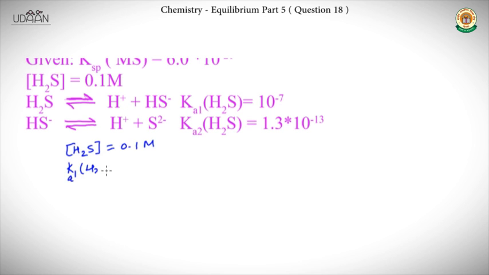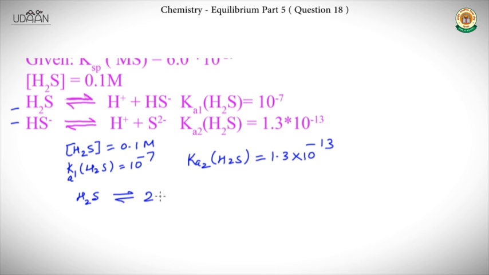Ka1 for H2S is given as 10 to the power minus 7, and Ka2 for H2S is given as 1.3 into 10 to the power minus 13. If we add the 2 reactions to find the overall acid dissociation constant, we get H2S in equilibrium with 2H plus and S2 minus, which is the reaction for the dissociation of H2S acid.